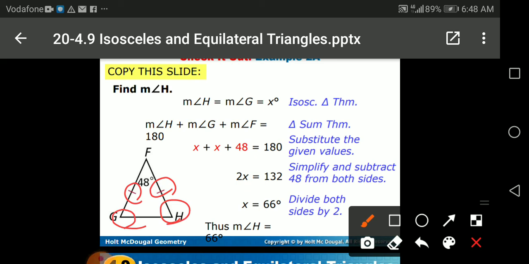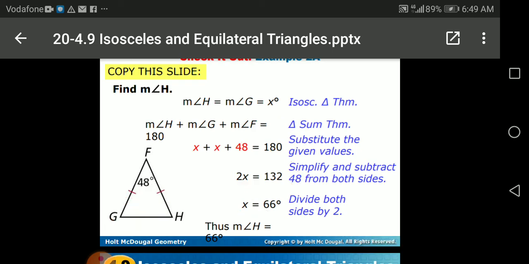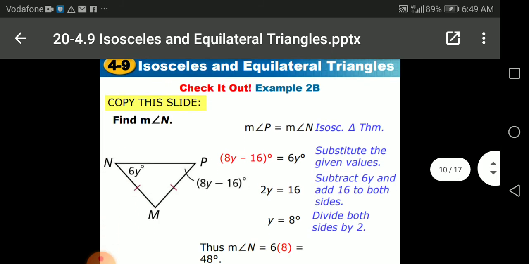Therefore, I let this be x and this x also, because they are the same. So x plus x plus 48 equals 180. 48 goes to the other side, so 2x equals 132. Divided by 2, x equals 66 degrees. And what about this one?